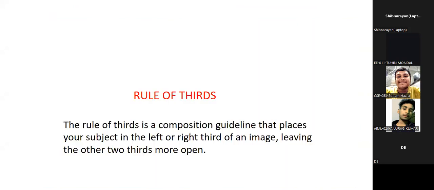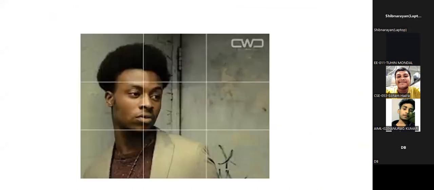Next, rule of third. What is rule of third? The rule of third is a composition guideline that places your subject in the left or right third of an image. What is this actually? See, if you divide your frame into equal 3 segments, the main point of interest must touch these 4 points. See, 1, 2, 3, and 4. These are the 4 points, called the power points or points of interest.